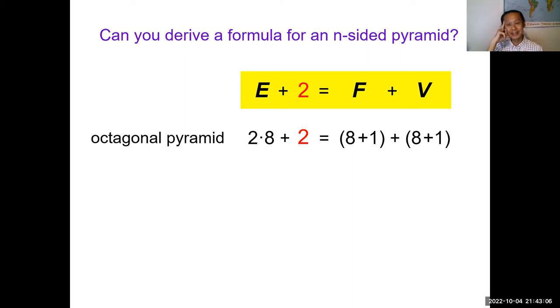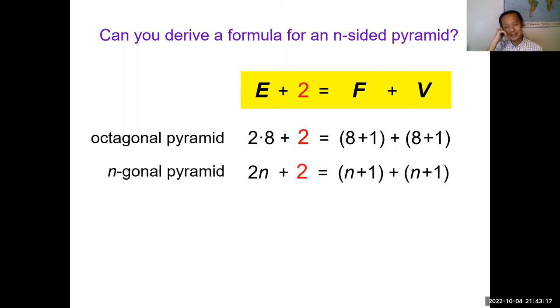Now, can you do it for an n-sided pyramid? How? Essentially, the 8 becomes an n, because instead of 8 sides, you have n sides. If you have an n-sided pyramid, you will have n edges on the base, because the base is an n-sided polygon, and there are also n lateral edges. So the number of edges is 2n. The number of faces is n lateral faces plus 1 base. The number of vertices is n vertices on the base plus one more, the apex on top.